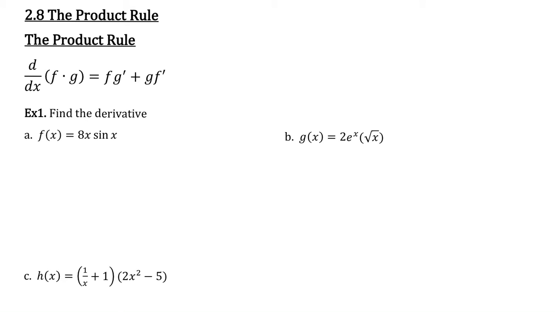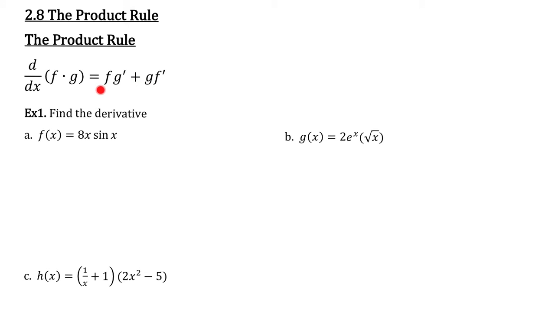Okay, 2.8, we're going to introduce the product rule. The product rule is useful for finding the derivative when you're multiplying two expressions. You know the derivative for each of them, but you just don't know the derivative of them together. So the derivative of f times g, and it's times, which is why it's the product rule, equals f times g prime plus g times f prime.